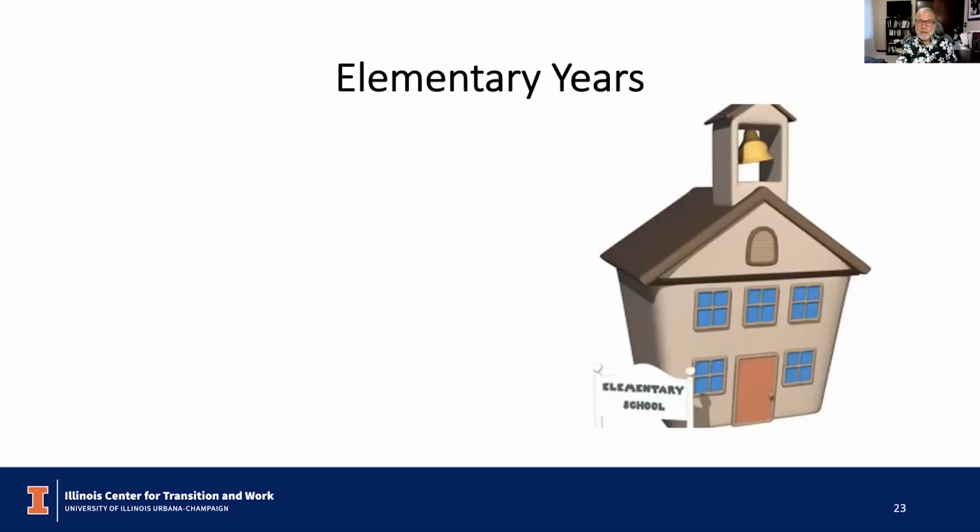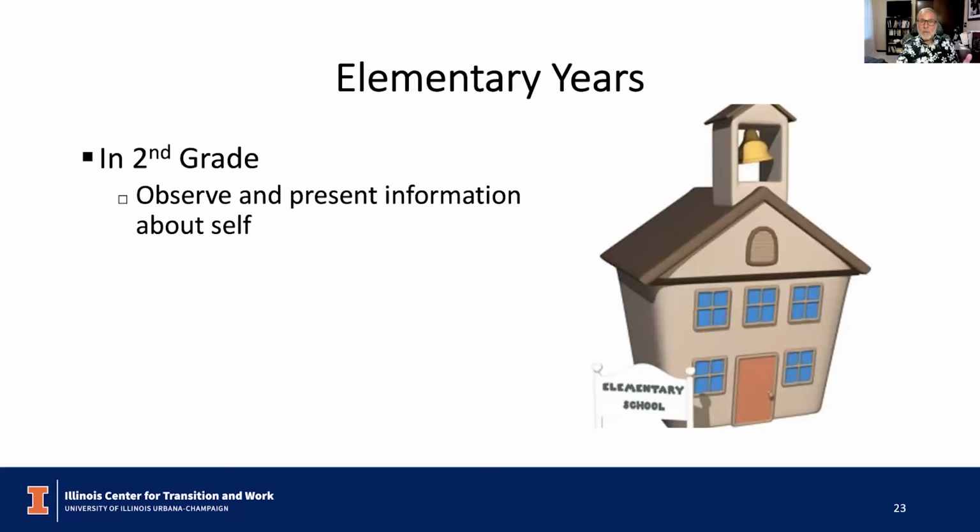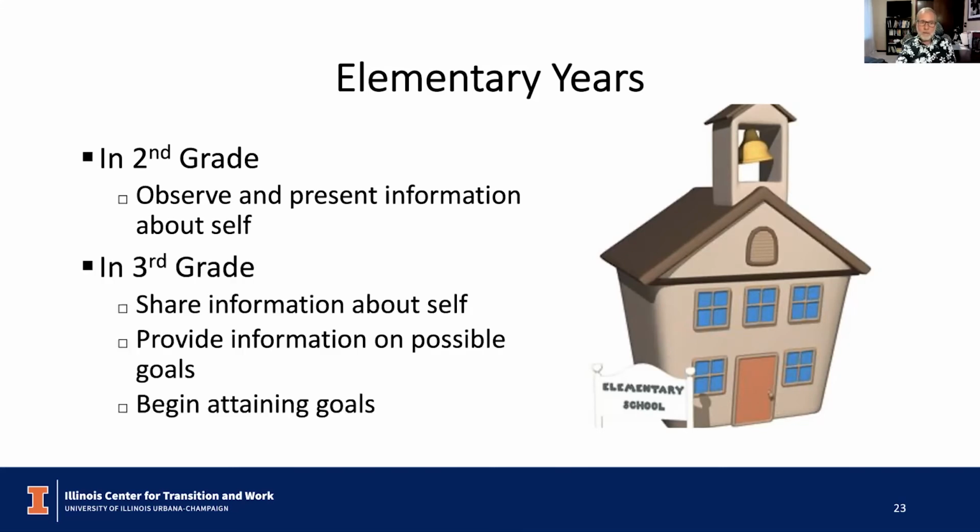So here's what a systematic approach would look like. In elementary schools, say in second grade, students come in and observe and present information about themselves. I don't think a student ever ought to be at their initial eligibility determination meeting, but once we start up with the annual meetings, they can observe and present information about themselves, maybe stay there for all of it or leave. In third grade, they share more information about themselves, provide information about possible goals they would like to work on, and begin working on their goals so they have a knowledge of what they need to improve on and start doing things every week to make that happen.